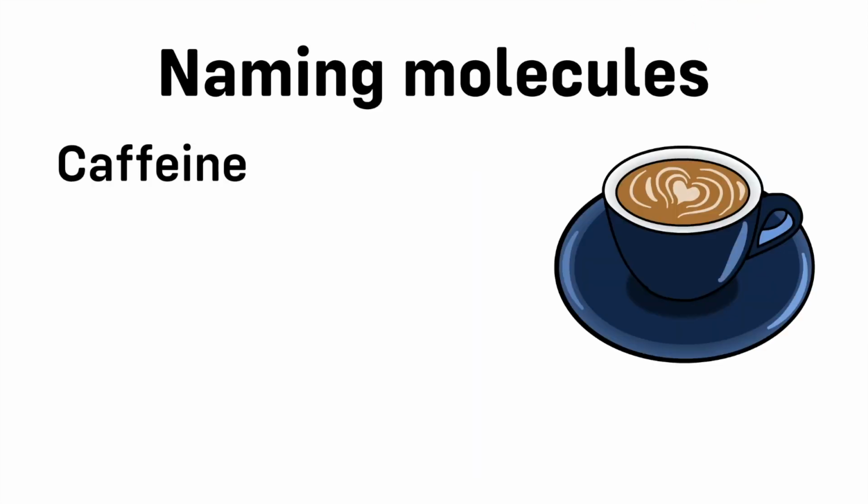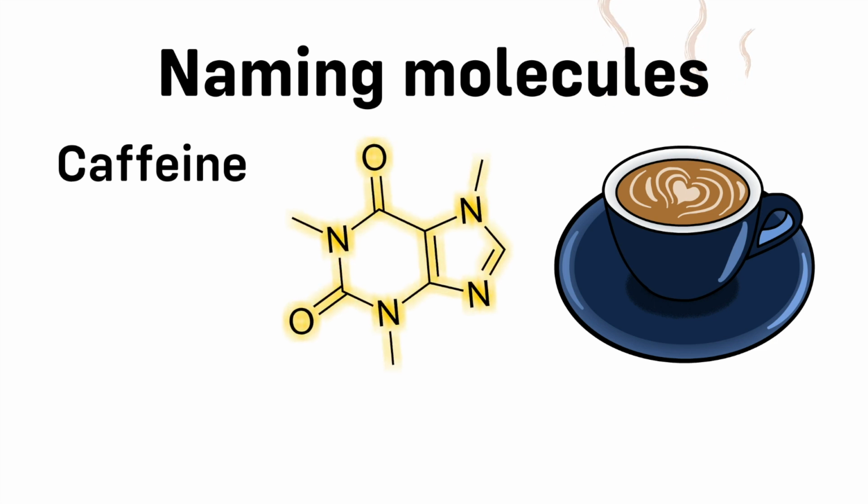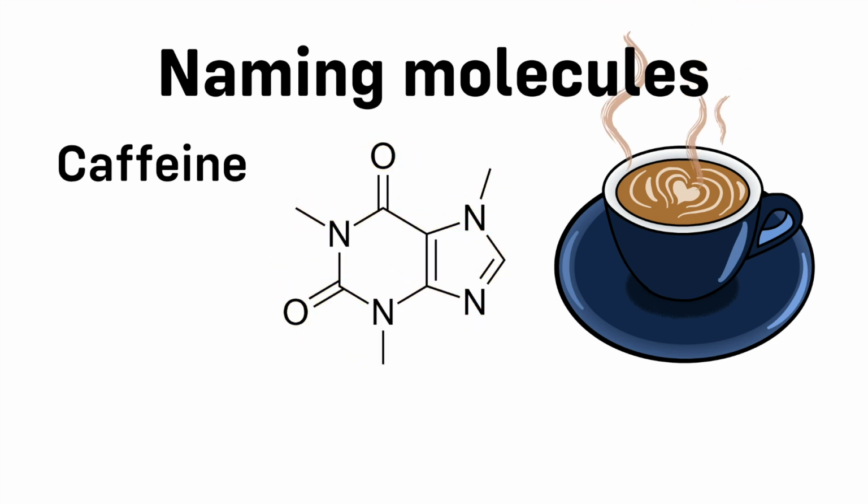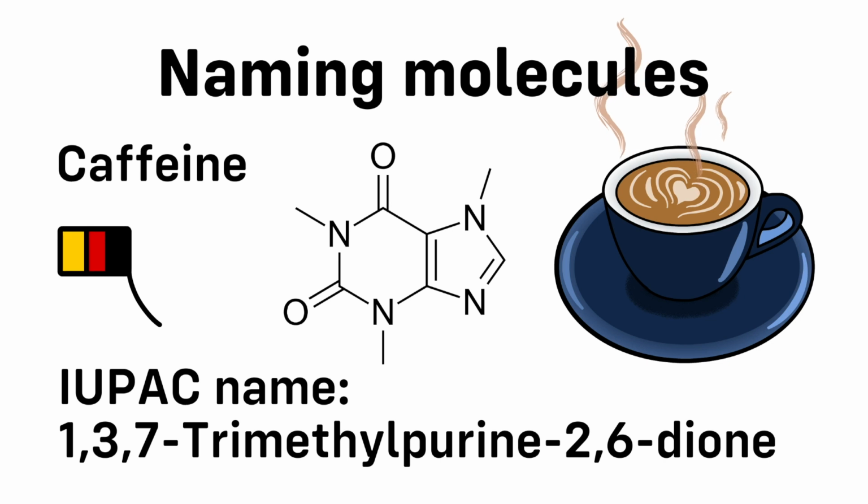Consider caffeine, the molecule in your coffee that gives you a buzz of energy. It was first isolated by a German chemist and then written in a French chemist's article in the early 1800s. Long story short, it comes from coffee in French, café, or in German, Kaffee. The name caffeine stuck, probably because it's much simpler than its long IUPAC name.